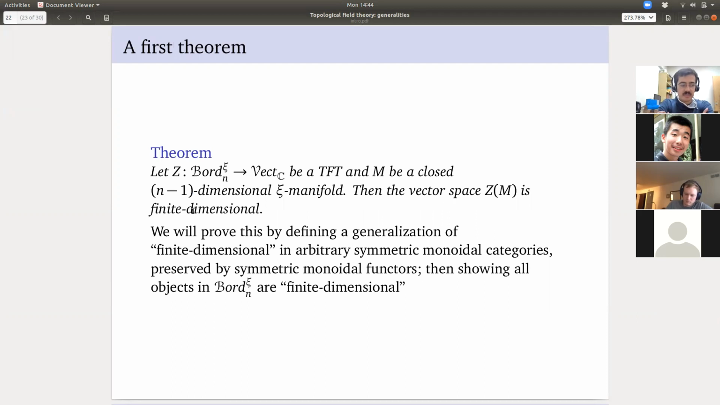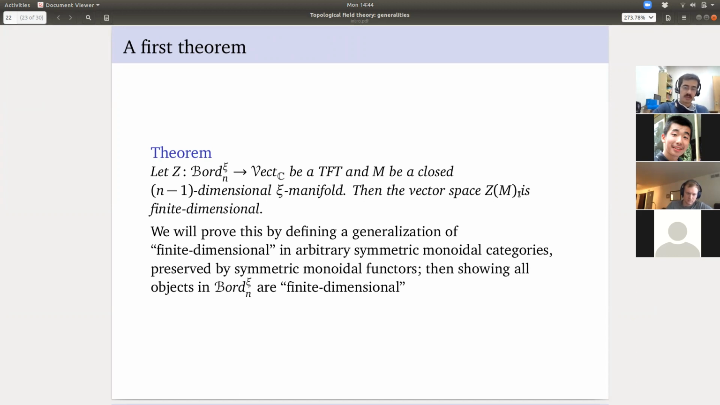So the last part of this lecture is going to be proving a theorem. And what we're going to prove is that the state spaces, Z of M, are always finite dimensional. So why this? This is a good generality to have about topological field theory, just because it's a major way in which it differs from quantum field theory, where state spaces tend to look a lot more like L2 of something. And also it's a shadow of other ways in which people work with topological field theory that are good to know.